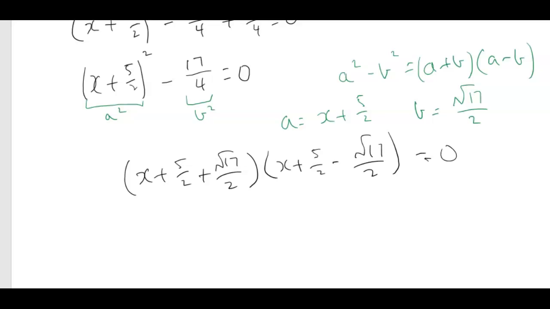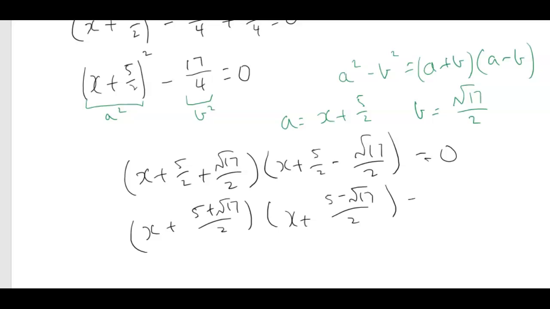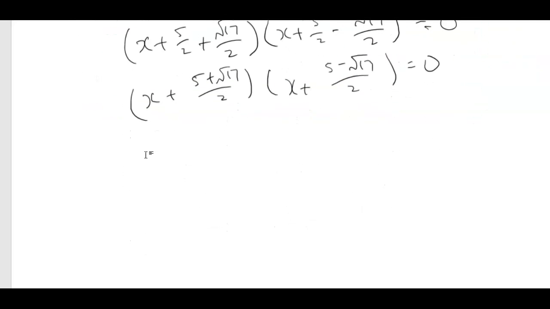I would add these together, see how they've got the same denominator. So we're going to have x plus 5 plus root 17 on 2, and then x plus 5 minus root 17 on 2 is equal to 0. And then we can still solve. So we just separate the brackets. Just because we've got a third in there, it doesn't make any difference. The working out is still the same.